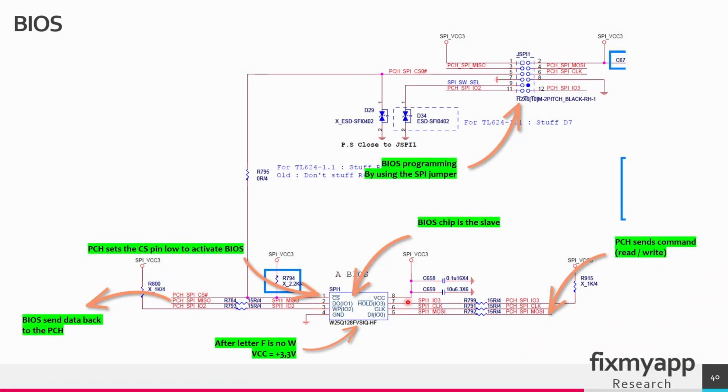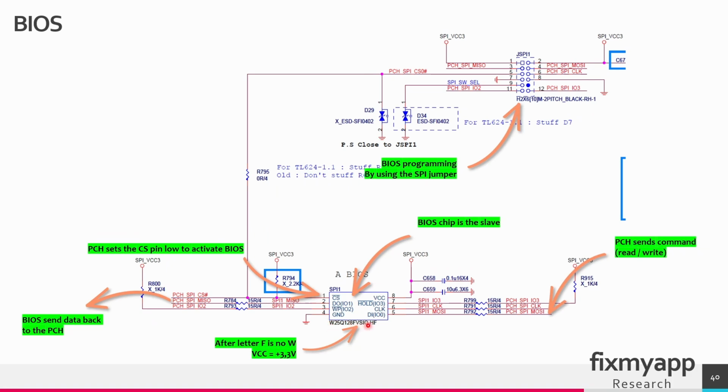This is the BIOS chip, and this BIOS chip is in a slave configuration, so the PCH is the master and the BIOS chip is the slave. When the PCH wants to communicate with the BIOS chip, it pulls the chip select pin low. This is the chip select pin, it comes from the PCH and it will pull this line low. Next, the PCH will generate a clock signal, and this clock signal will go to this pin, the clock pin. After that, the PCH will send a command, a read or write command, to the BIOS chip. When the BIOS chip wants to send the information back, it will send it on the MISO pin back to the PCH. The BIOS chip needs power to operate, it's 3.3 volts.